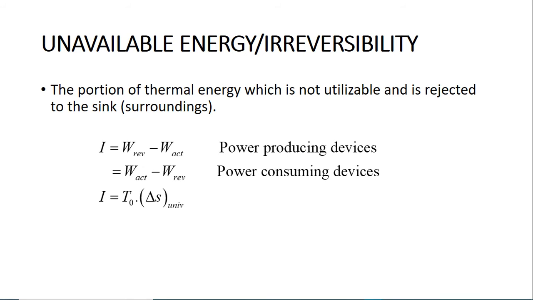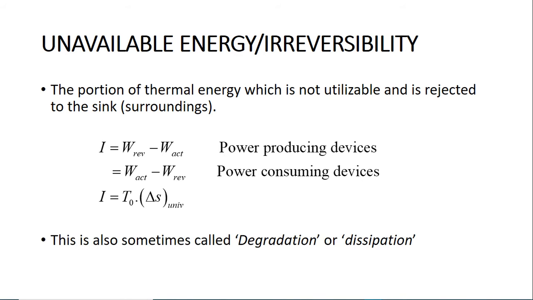Unavailable energy we had seen, which is equal to T0 delta S of universe. So based on this equation, we will be able to solve a lot of numericals. I is equal to T0 into delta S of universe. You can see from this equation that the unavailable energy can be calculated by calculating the change in entropy of the universe. Means entropy formulas also you will be using in this module.